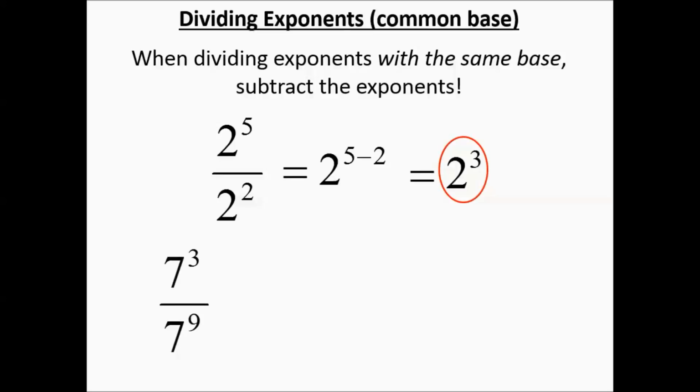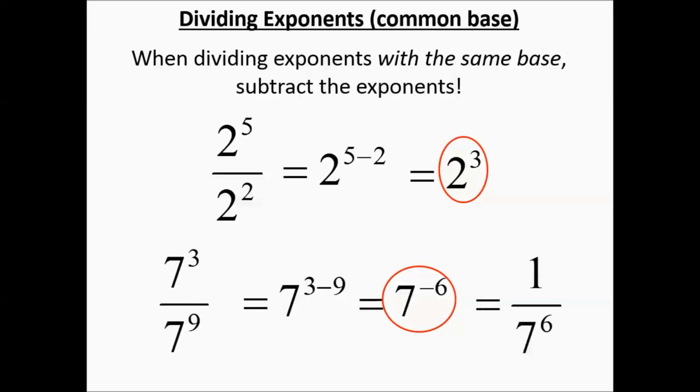Let's do another one. 7 to the 3rd over 7 to the 9. You're going to think of it as 7 to the 3 minus 9. You get 7 to the negative 6. Or you could rewrite it as 1 over 7 to the 6. Either of those bottom two would work. This one or this one.